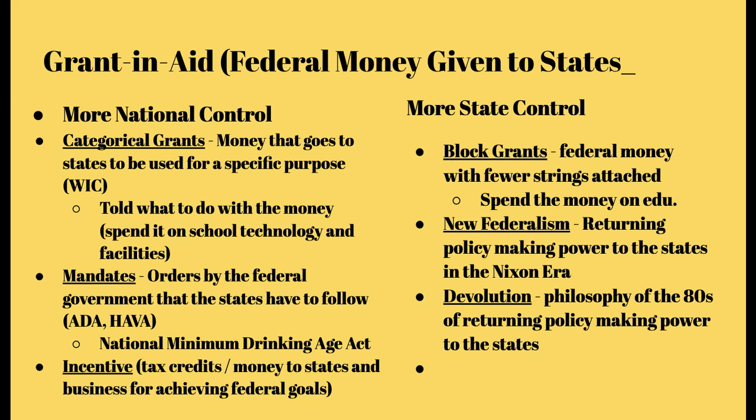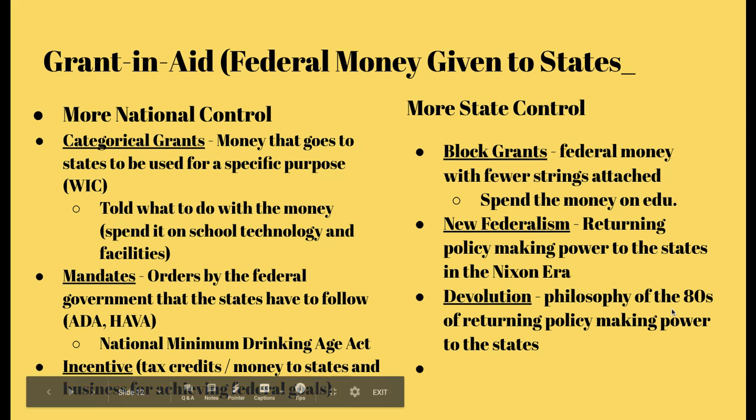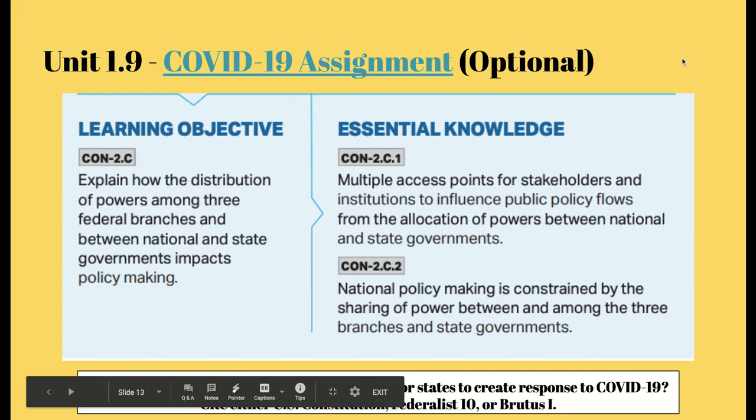The other area of control for the states would be the new federalism and devolution. Both of those just different eras or philosophies where we're going to return policymaking power to the states. The last part, Unit 1.9, deals with interaction amongst branches both at the national and state level.